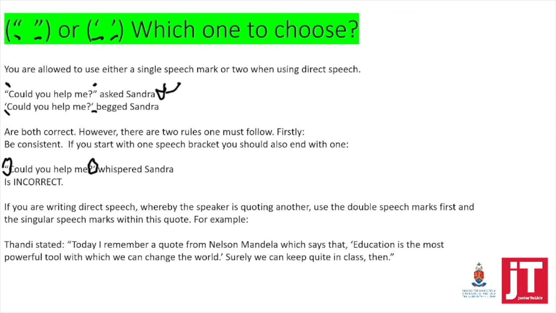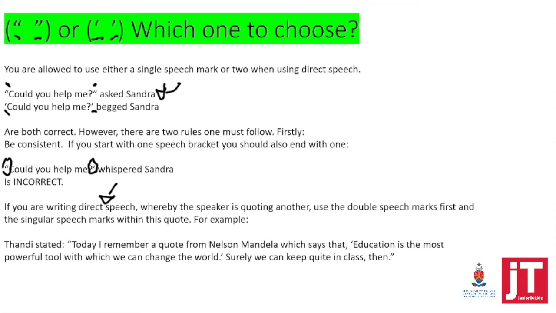Okay. If you are writing in direct speech, so someone is directly speaking, whereby the speaker is quoting another, use the double speech marks first and the singular speech marks within this quote. For example, what if I'm now talking about someone else? So now I've got all these speech marks flying everywhere. The general rule is start off what that person is saying with the double speech marks, with two inverted commas.